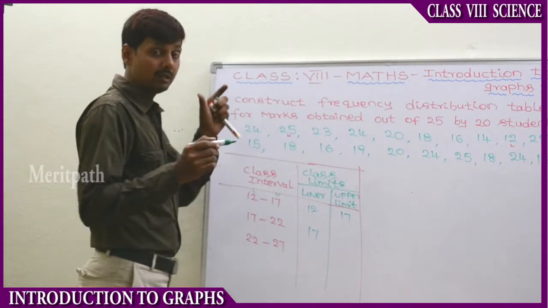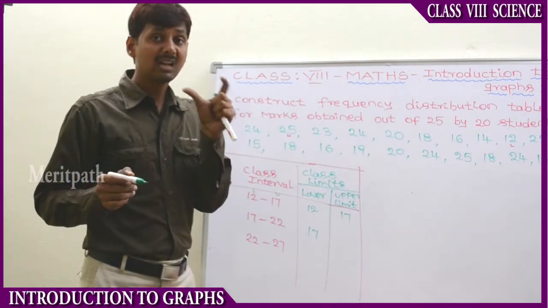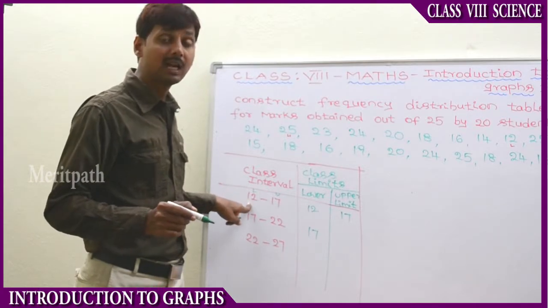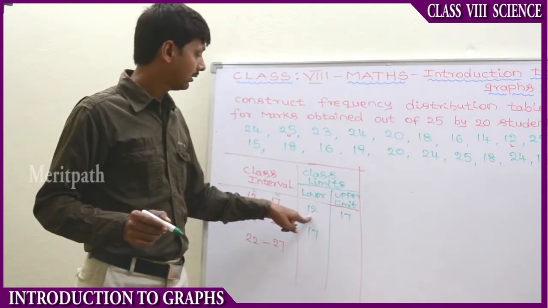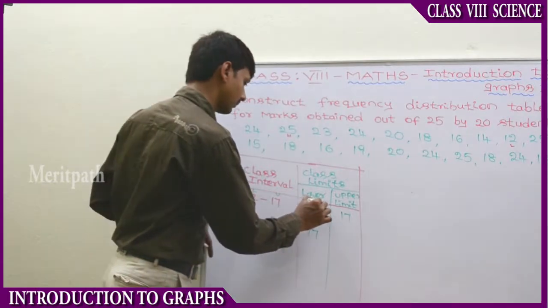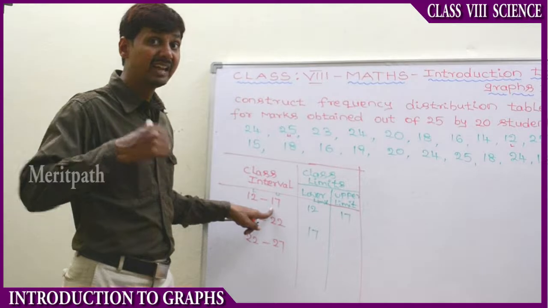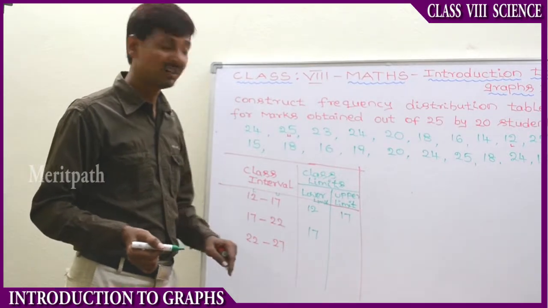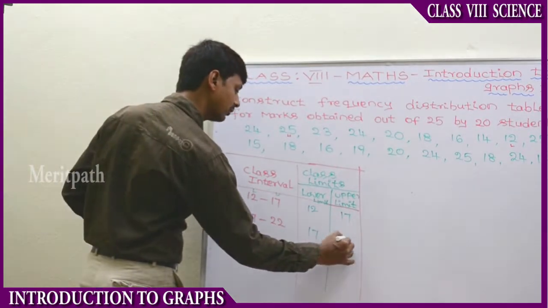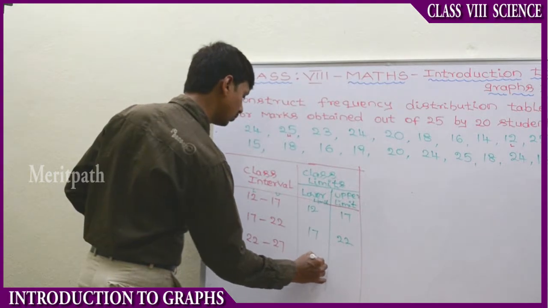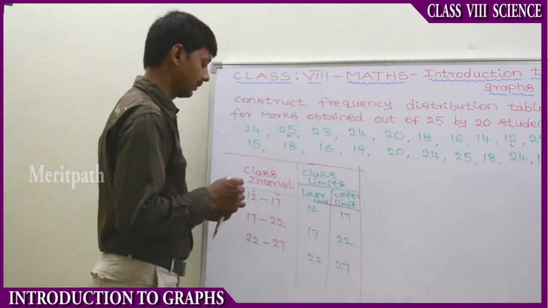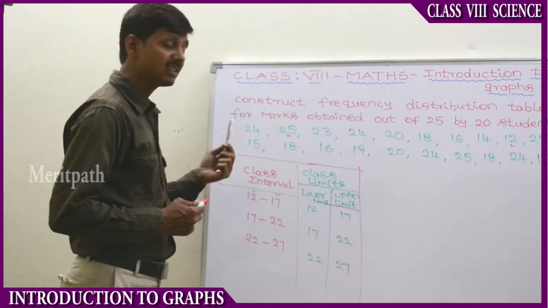In the class interval, the first one, the group, the class that we have started with, is called the lower limit. This is the lower limit. And where we end, we call it the upper limit. So 17 to 22 and 22 to 27. These are the class limits we call.